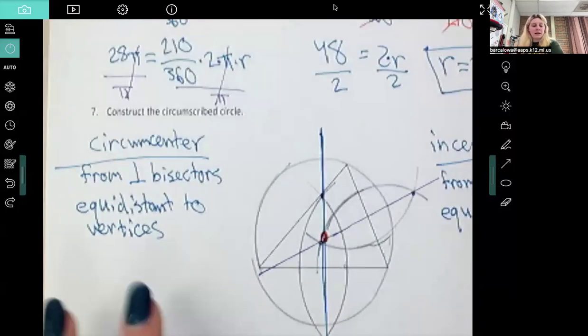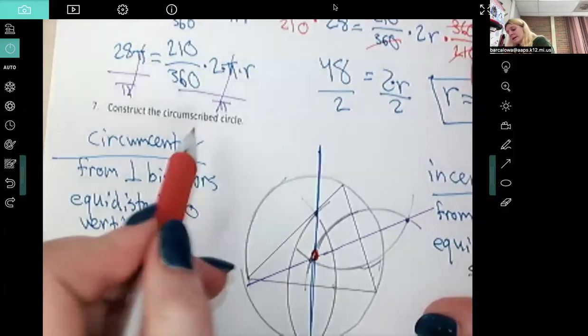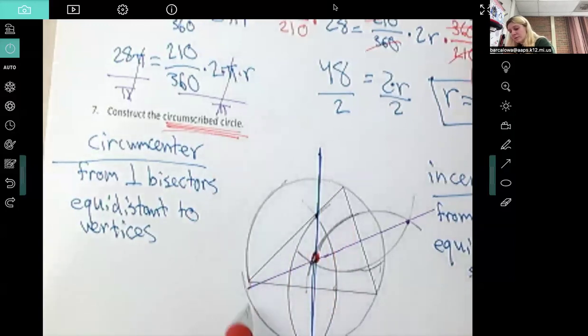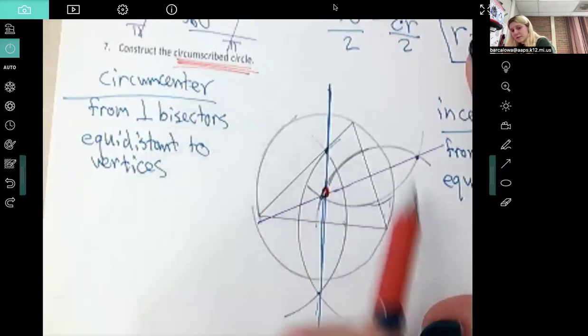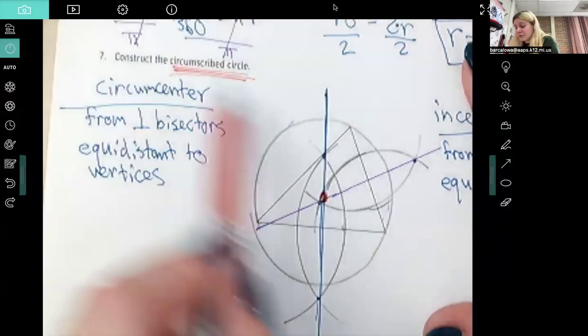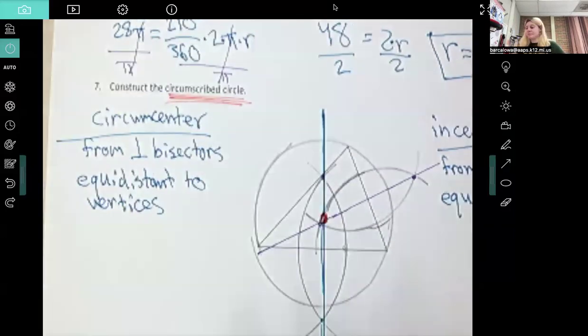Cool? And again, be sure you're reading. They said construct the circumscribed circle. So I'm looking for that circle that's going around the outside. Finding the circumcenter is just part of it. They're asking for the circle itself.